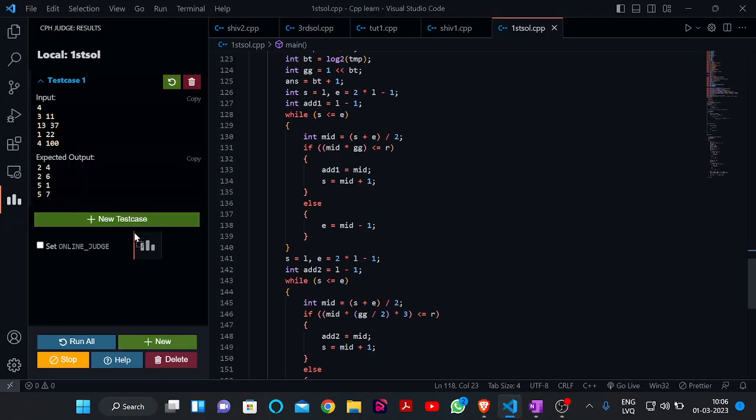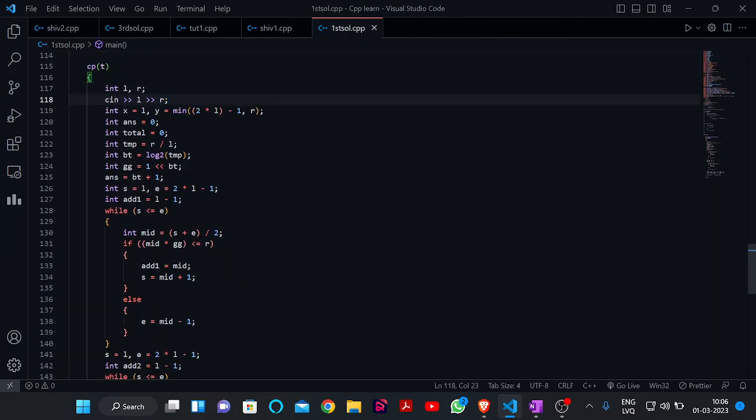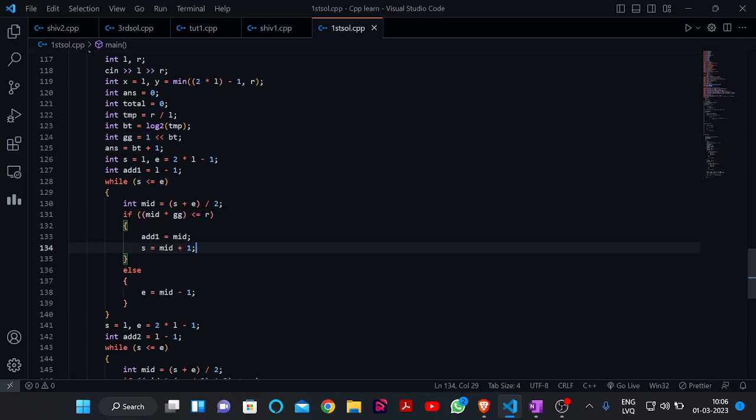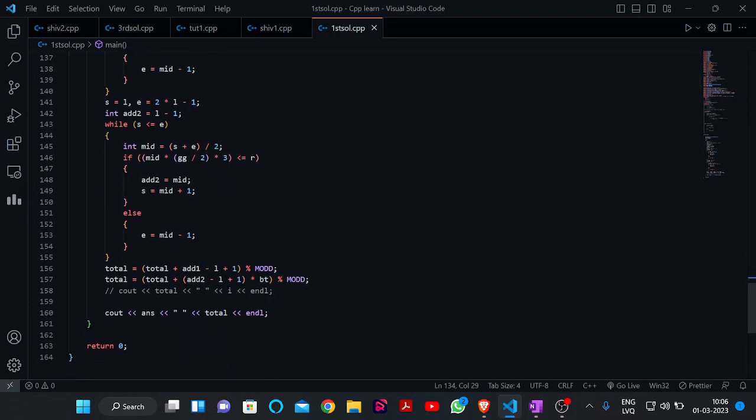That is this. First of all I am counting our term, that is R upon A. Then BT, that is the log 2 term. Then ans is equal to BT plus 1, that is the total count of bits, plus 1. And that is GG. So I am checking the first condition, this is add 1, this is add 2. Then increasing add 1 with add 1 minus L plus 1. And this is BT. Taking modulo and simplifying ans and total.